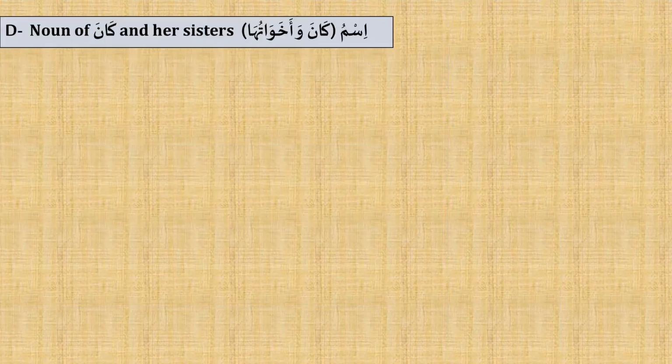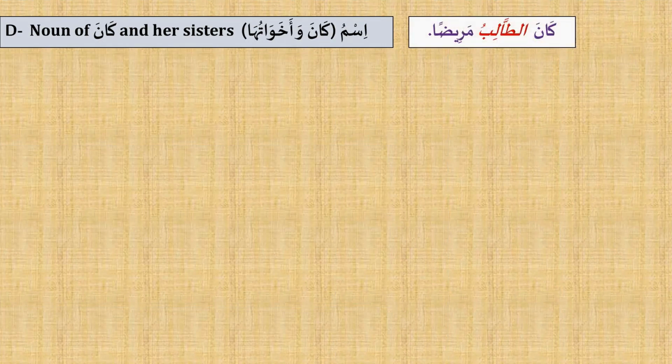The next case is ismu kana wa akhawatuha. Noun of kana and her sisters also gets dhamma. Example, Kana at-talibu maridan. The student was sick. The noun talibu ends with dhamma because it comes after kana.